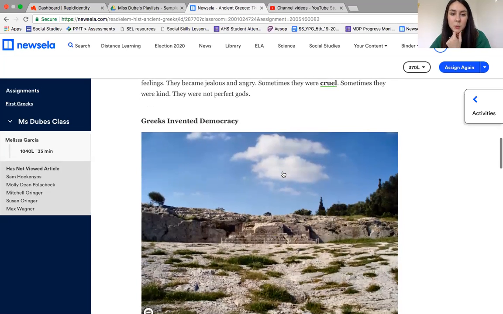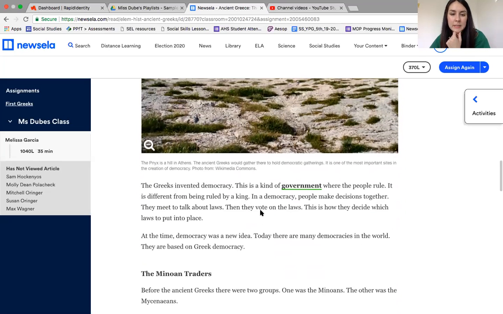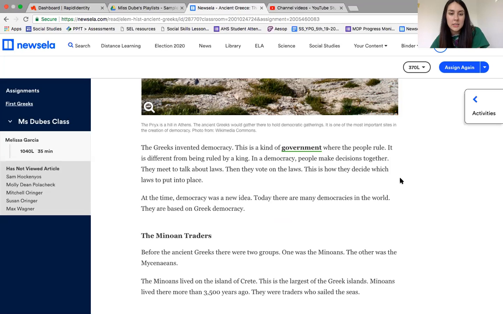All right, this says Greeks invented democracy. The Greeks invented democracy. This is a kind of government where the people rule. I'm going to click on the word government. A government is a group of people who make the laws and control what happens in a country, state, county, or city. Got it? It is different from being ruled by a king.